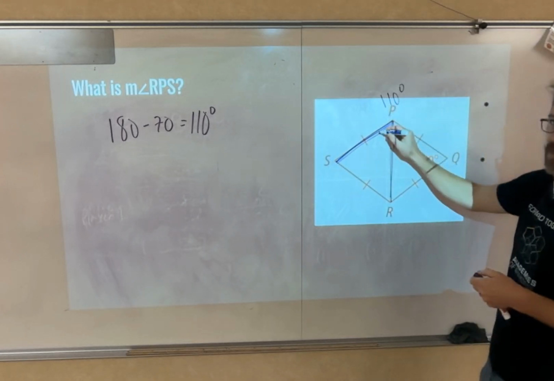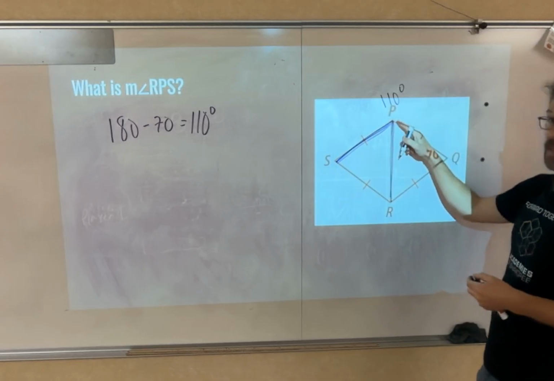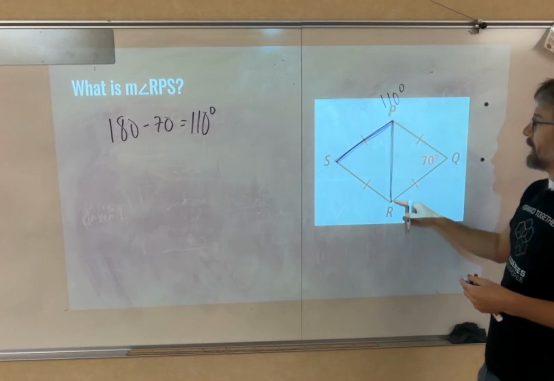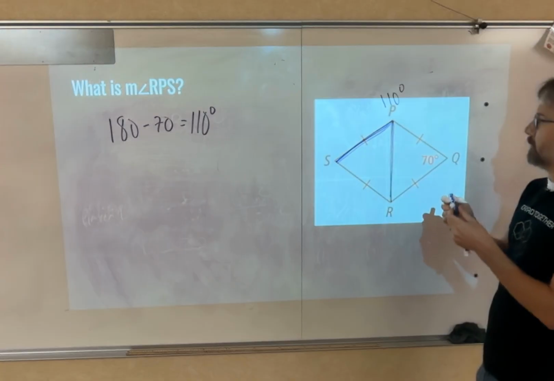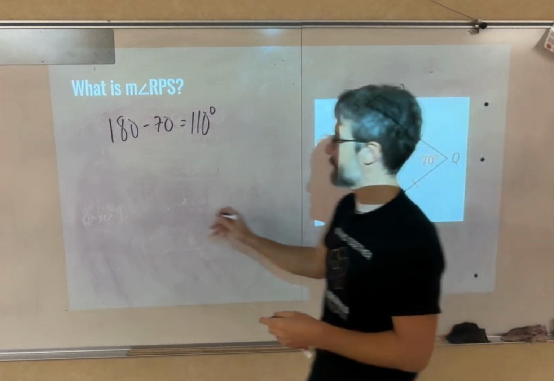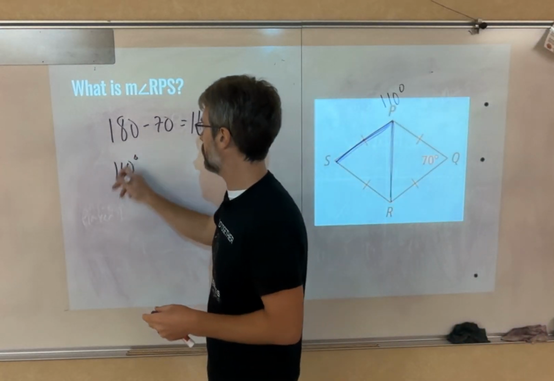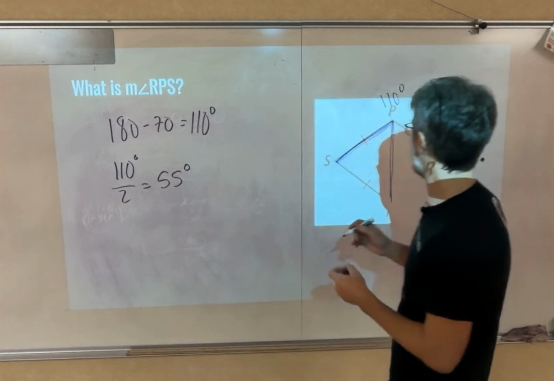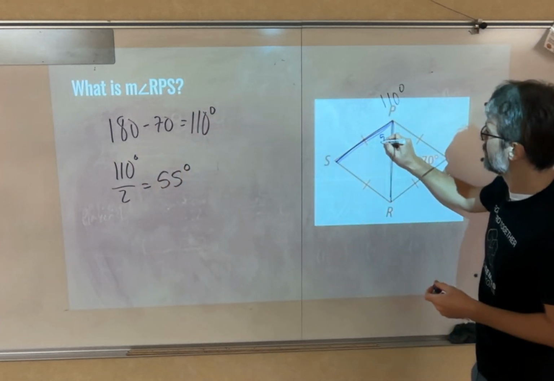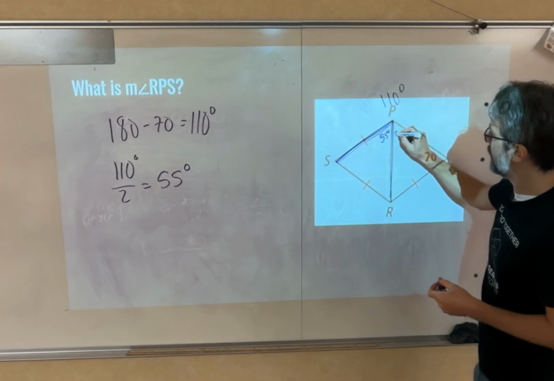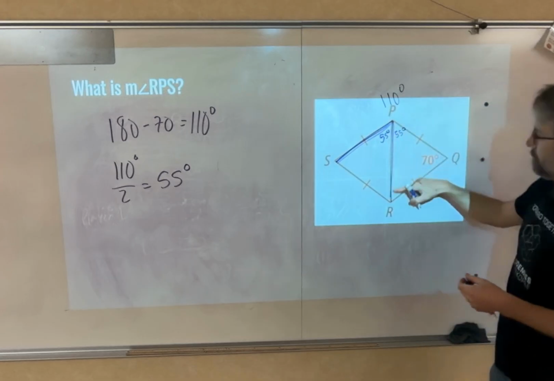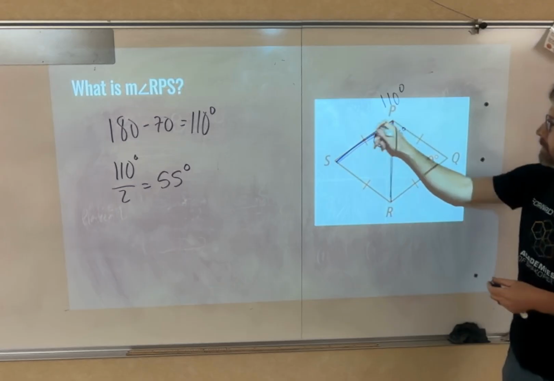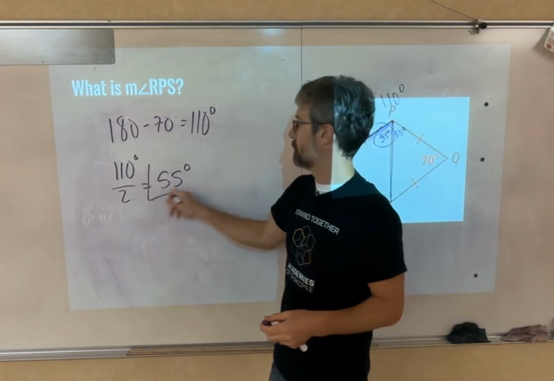So the whole thing here. Because this is a rhombus, that diagonal bisects angle P, meaning if I take that 110 and I divide it into 2, I get 55 degrees. That's how many degrees are right here and right here. So our measure of angle RPS is 55 degrees.